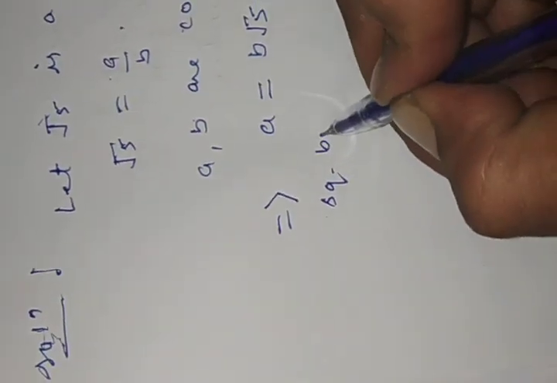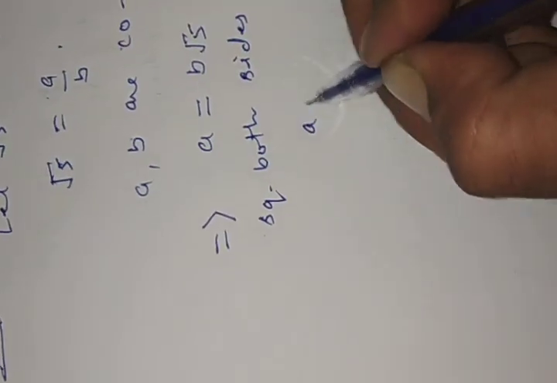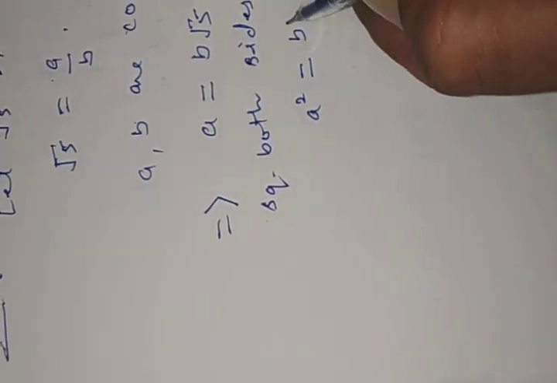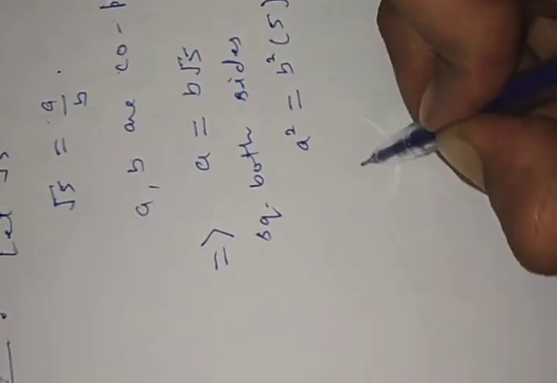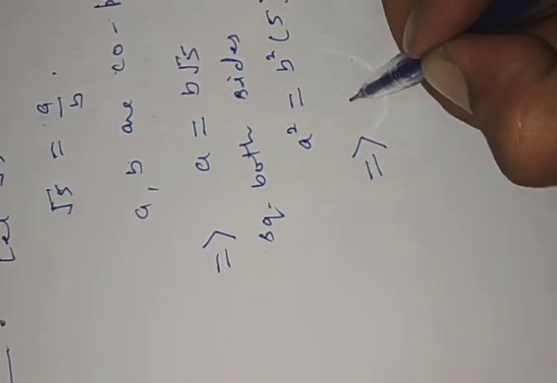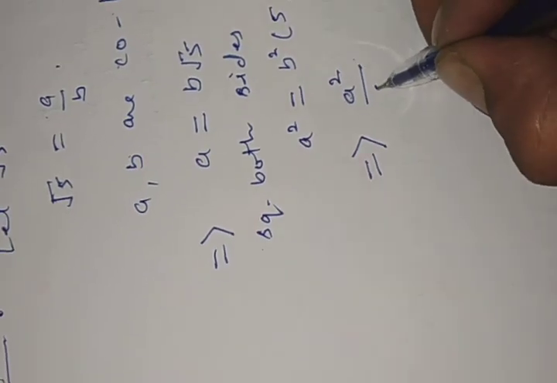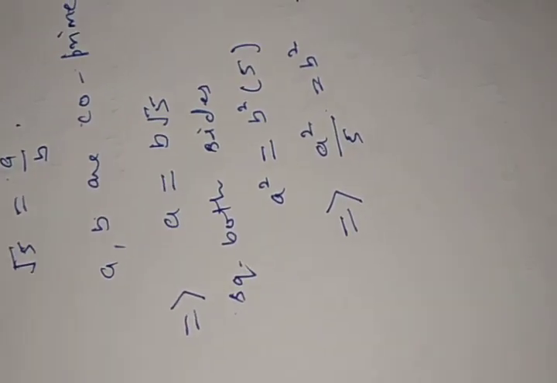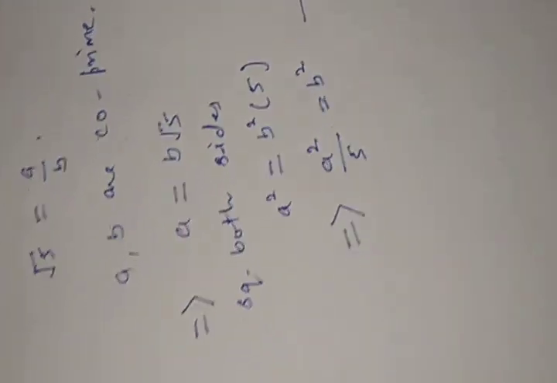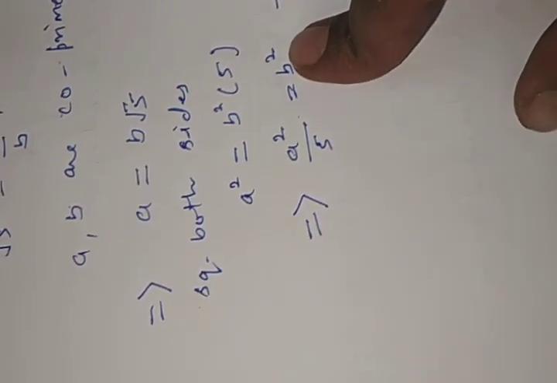Squaring both sides. a square is equal to b square times root 5 square, and root 5 square is 5. This implies a square upon 5 is equal to b square. Let's say this is our equation 1. Now, a square divided by 5 gives b square. a and b are co-primes.